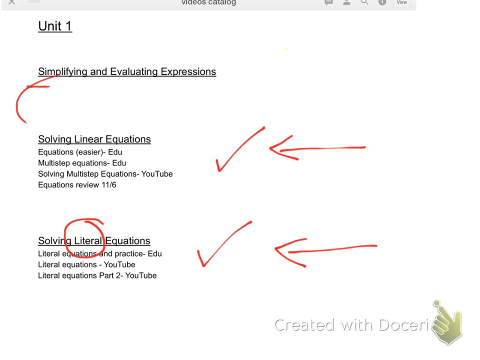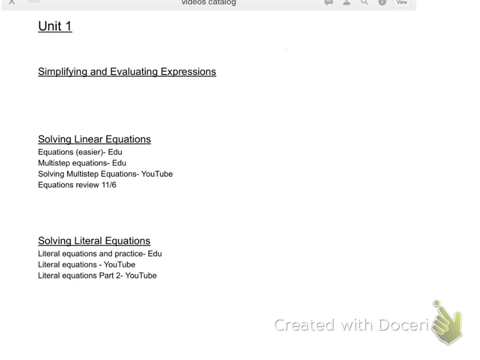Now, the reason why I don't have any videos for simplifying and evaluating is mainly because that's a pre-algebra skill. It's something that you should already know how to do, and so in most cases I just start here with the solving, which actually, by the way, is review as well. So this whole unit, with exception to the literals, is going to be review for you, and it's going to be the only time I probably ever review something that you've learned in years past. Everything from here on will just build on what you've learned in the past.